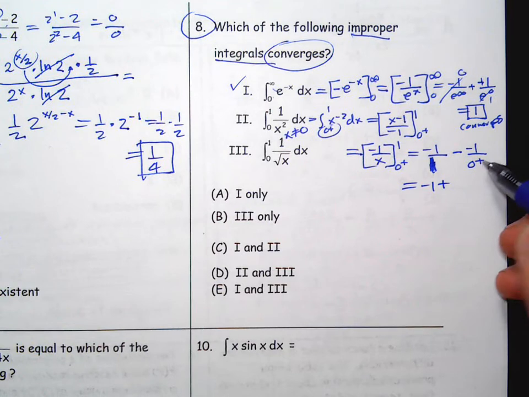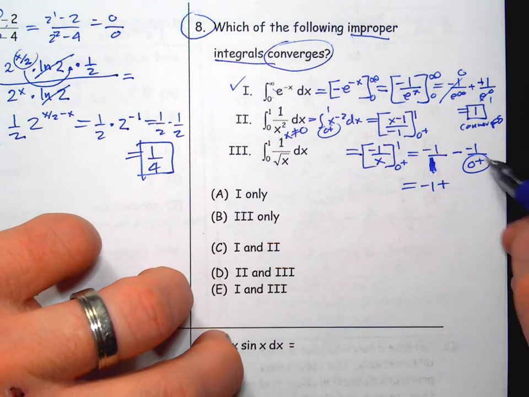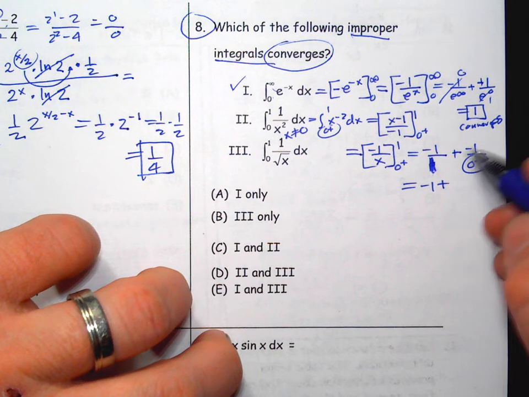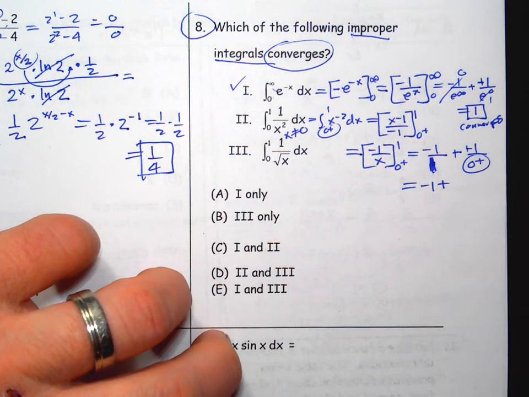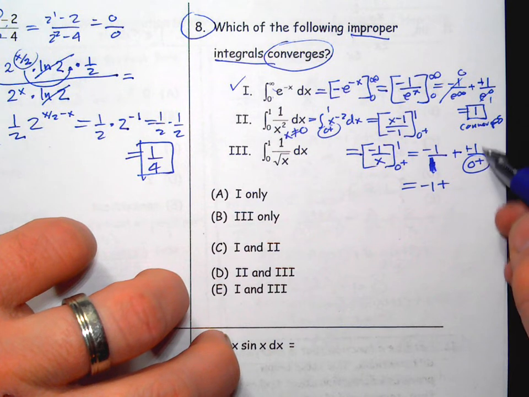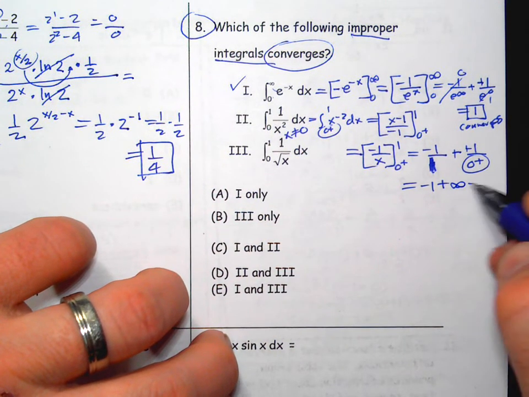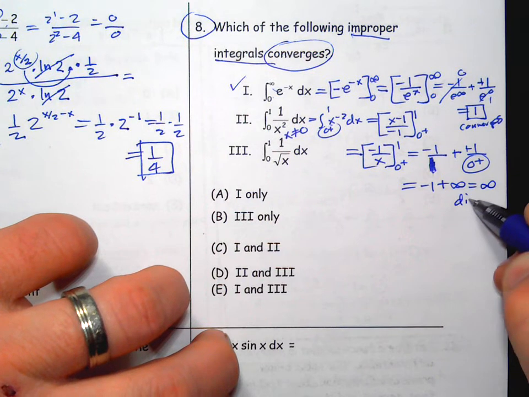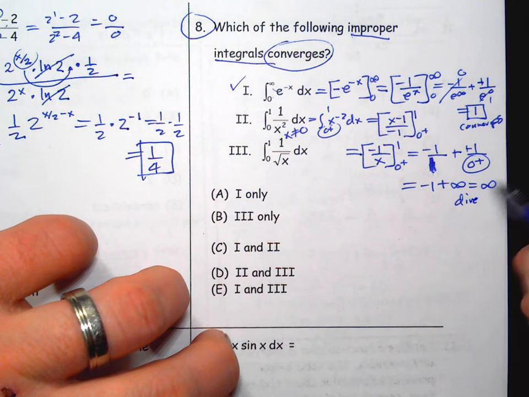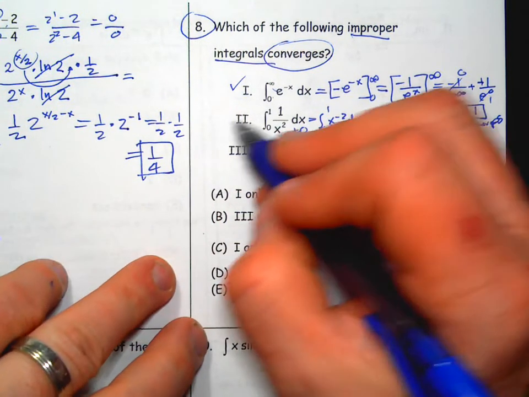Now 0 plus means we're dividing by a tiny number, which means this is going to blow up. Now, does it blow up to positive infinity or negative infinity? Well, if we're approaching 0 from the right, that means it's positive. We're dividing 1 by a very tiny positive number, which means it's going to blow up. Now, this is technically not the answer. The answer is diverges. Infinity is not really supposed to be an answer, so that one diverges.